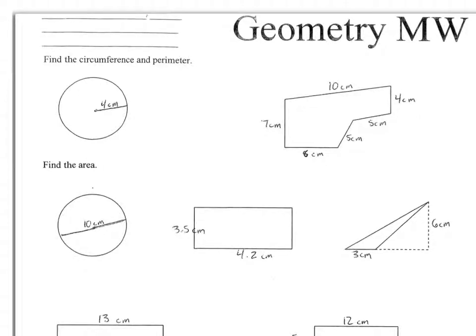Okay, Kipsters, today we're going to go ahead and just look over our geometry morning work, so you have an opportunity to look at that before you take your test. Looking at this, the first one asks us to find the circumference and perimeter.